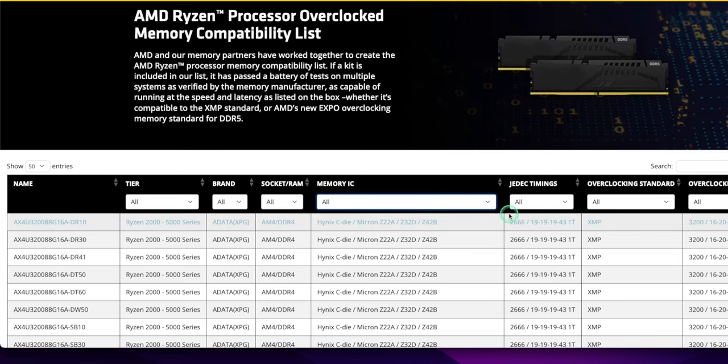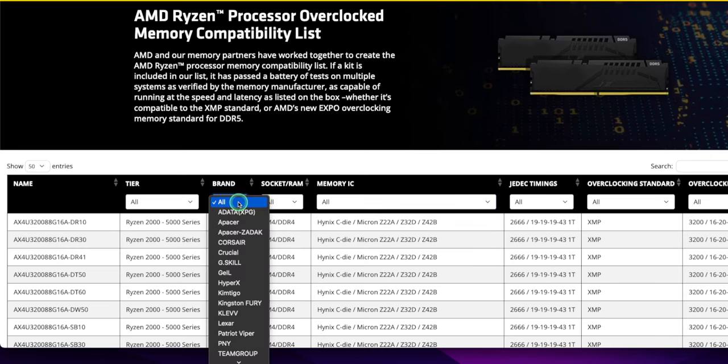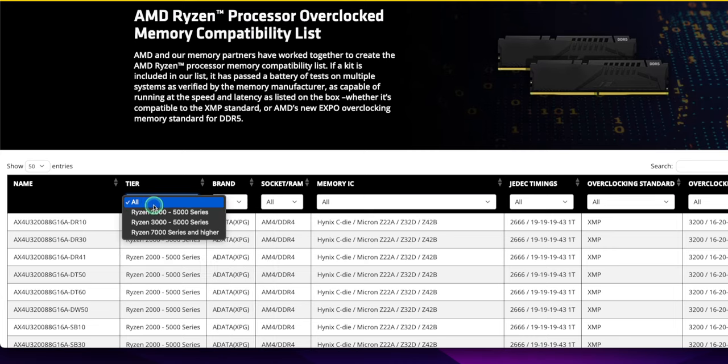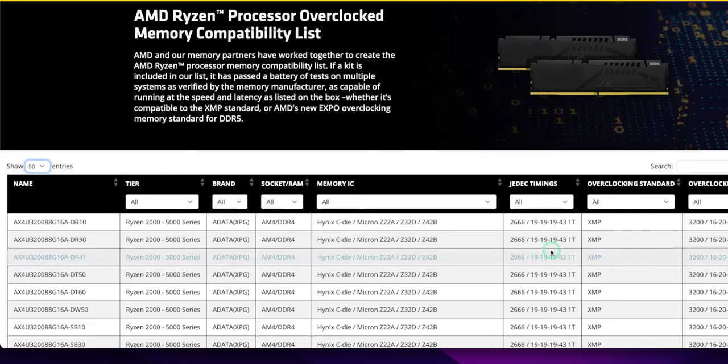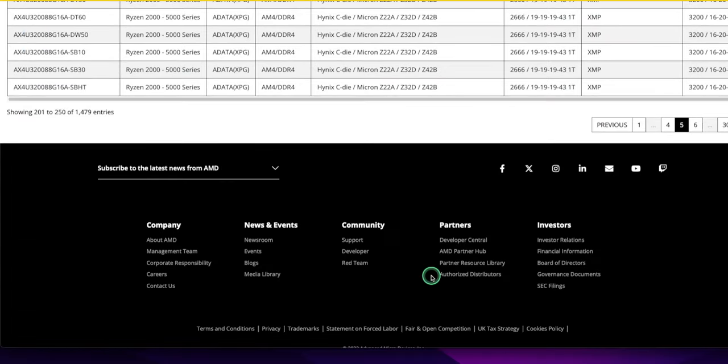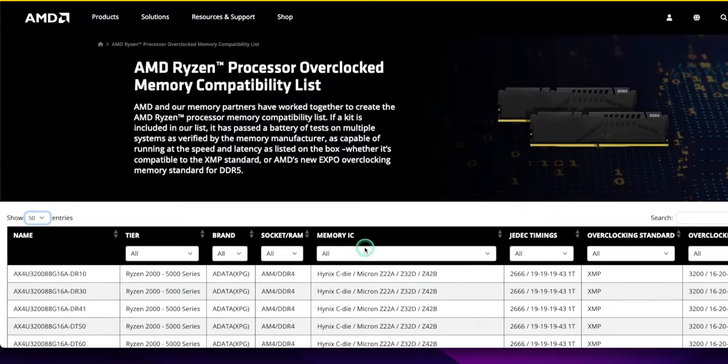Interesting. This is really good to know. Brand. All right, that's the brand of memory. I have some G.Skill. Okay. Tier, Ryzen. Oh, I put all. I wonder why it doesn't have Ryzen 9s. Interesting. You know what? Oh, I can only do 50 at a time? What's up with that? Subscribe to latest AMD. All right. Anyway, you get the gist of it.